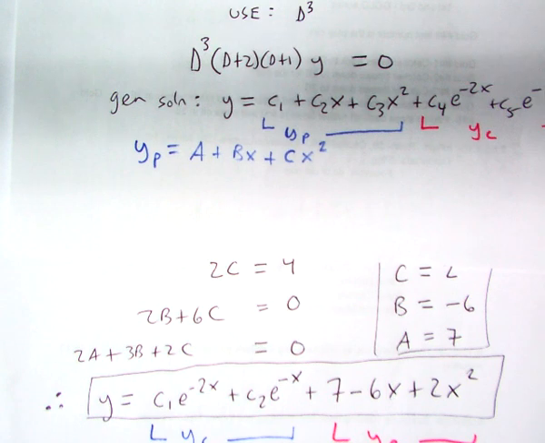Is it possible to actually find C1 and C2 though? Right now, no, not without any initial conditions.